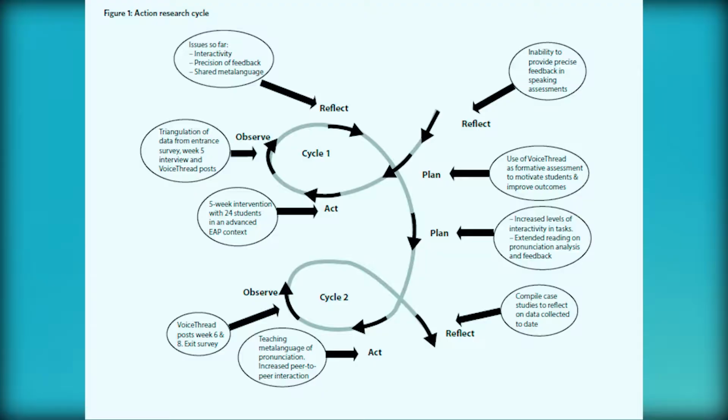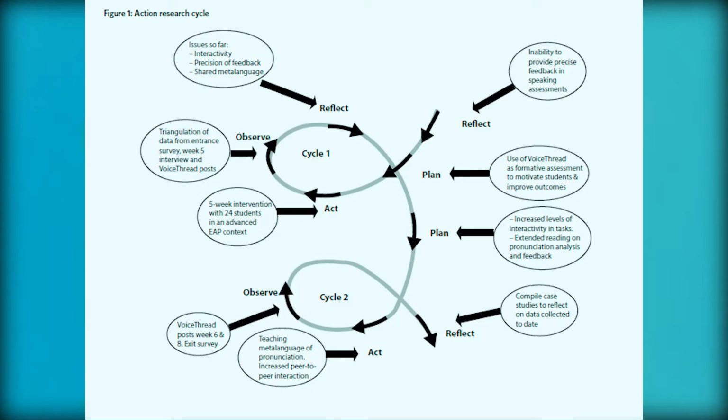Let me now illustrate the action research cycle I talked about previously using an example from my own research. So you can see at the start of our cycle at Reflect, the problem in our classroom was the inability to provide precise feedback on speaking assessment. So to do something about that, we had a 5-week intervention with our 24 students, and we collected a whole lot of data through a survey, their week 5 interview and VoiceThread posts.